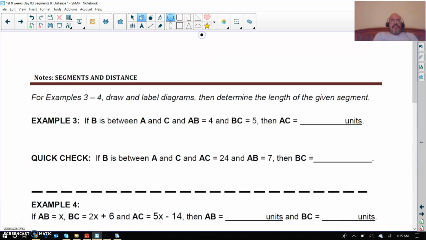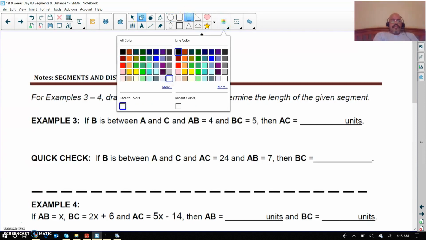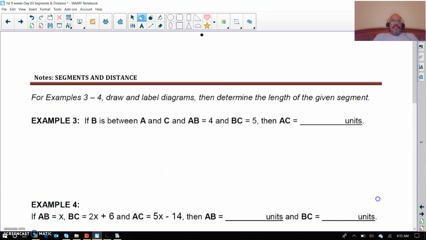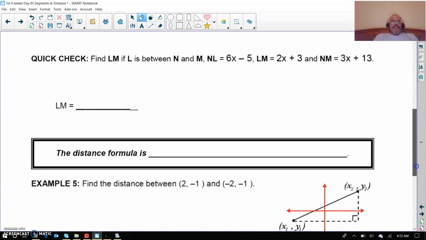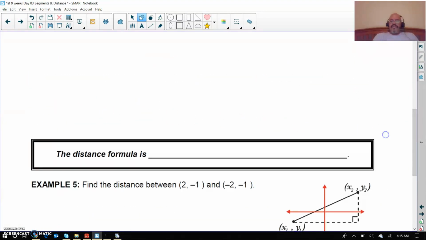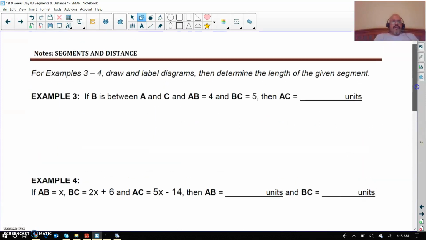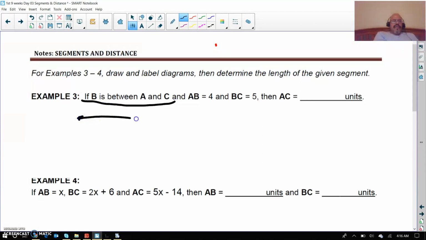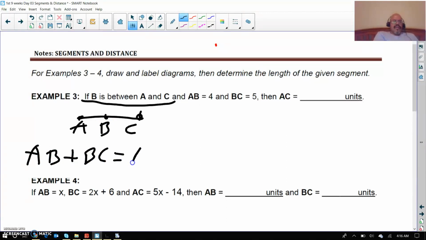I'm going to need to get rid of some stuff so that I can see things a little better. I should have done this earlier, but unfortunately we just don't think about these things all the time. Okay, right here, it says the same thing. If B is between A and C, on the segment AC, B is between it. So we have AB plus BC is equal to AC.